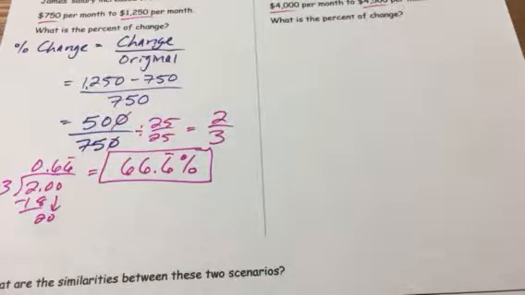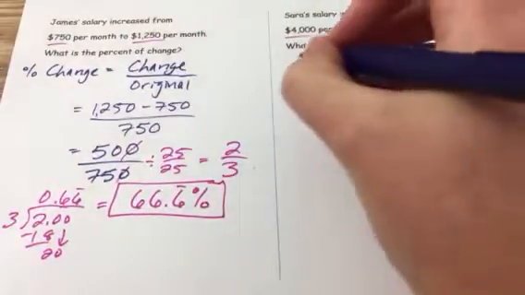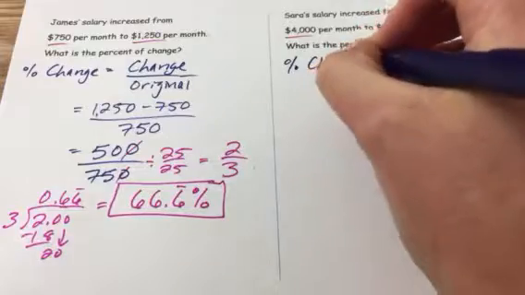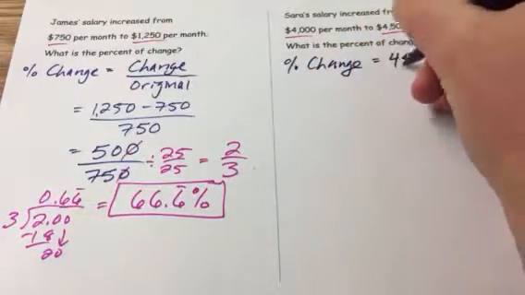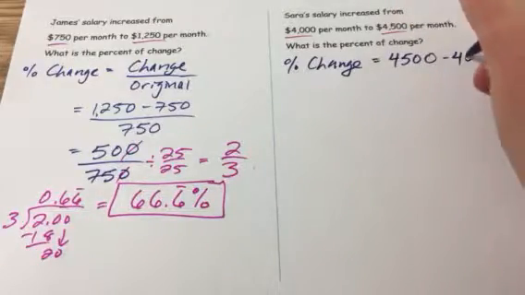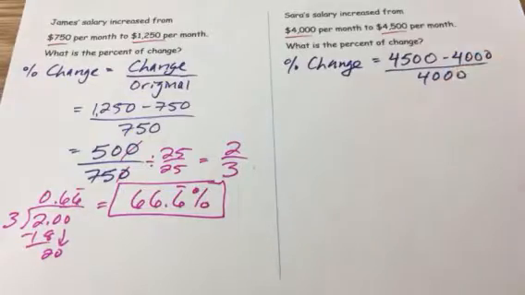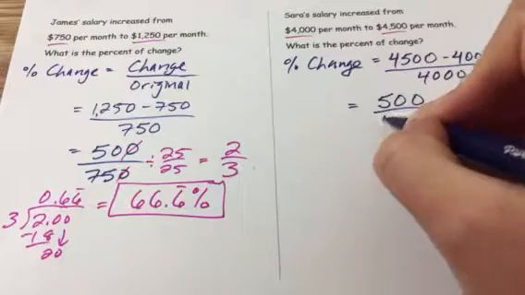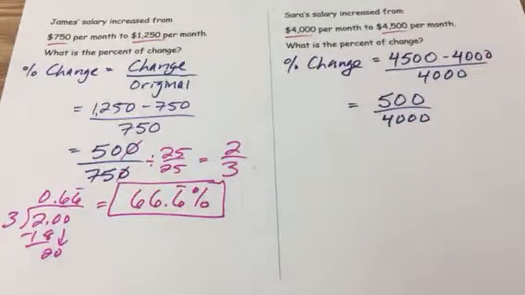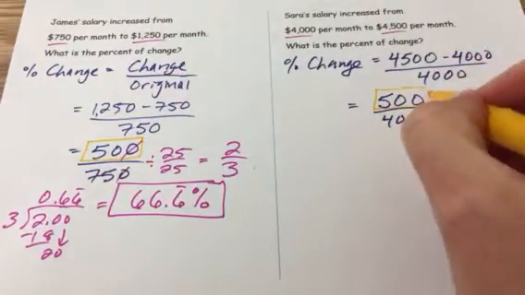Now let's take a look at Sarah's raise, and let's maybe compare and contrast. So Sarah, let's find her percent of change as well. We're going to go ahead and subtract first. I need to find out the change, and then I compare it to her original amount. Oh, interestingly enough, she also is making 500 extra dollars. So this is where they're super similar. They both got a $500 raise.